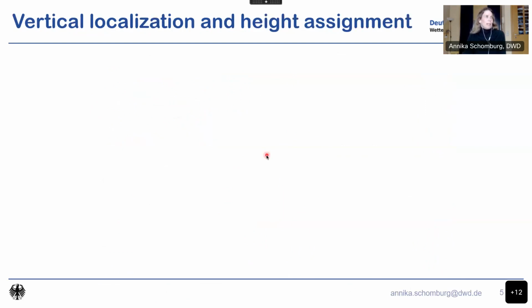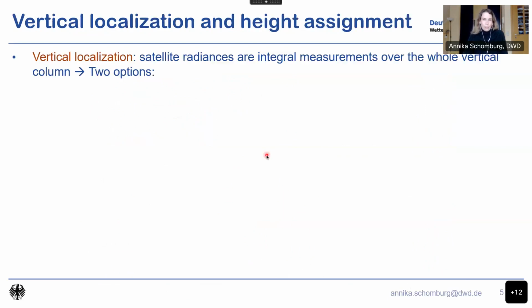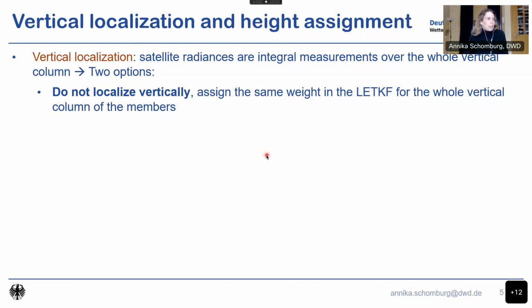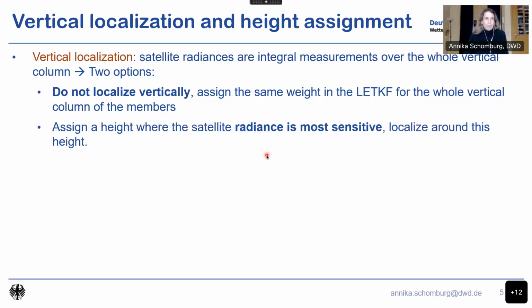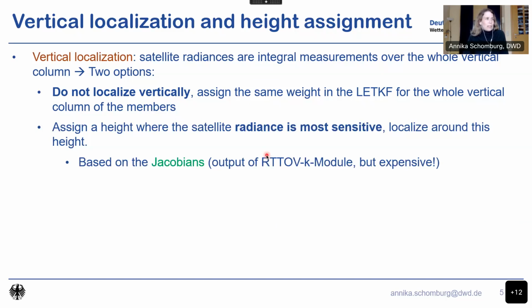Whenever we want to assimilate anything in the LETKF, we have to think about localization, of course, and vertically, while the satellite radiance is an integral measurement over the whole vertical column. So basically we have 2 options. Either we just do not localize vertically and let the ensemble background covariance matrix take care of the spread of the increments, and actually this is currently done for the visible channel in the routine. However, there's the other option to assign a height where the satellite radiances are most sensitive and then localize around this height.